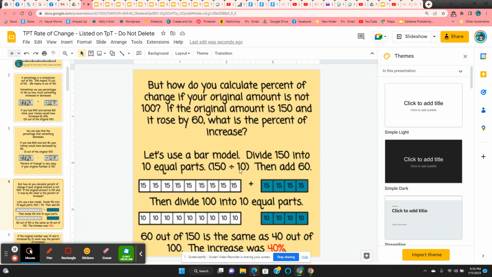So if we take 150 divided by 10, each one of these equal sections is going to be 15. Since we're adding 60, that would be 4 more sections of 15. Now, we want to know the percentage. We look at the same amount when we've divided 100 into equal parts. So each of these equal parts is 10, which would be 40. So this is equal to a 40% increase.